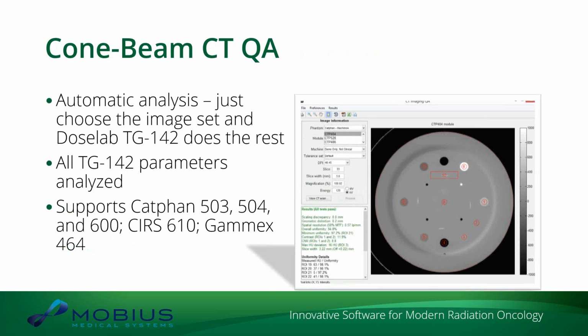Cone beam CT, very automatic analysis. You'll see it when I show you the software. Basically, you just choose the image set, and the DoseLab product does the rest. All the TG-142 parameters are analyzed, and as I mentioned, we support a lot of different phantoms. That includes the CATPHAN 503, 504 that come with the Elekta and the Varian system, and the 600, which is pretty commonly used for diagnostic. And you can use the Cone beam CT module in the software for diagnostic. It's really CT imaging QA. And so we also cover the CIRS 610 and the GAMMEX 464 phantoms.